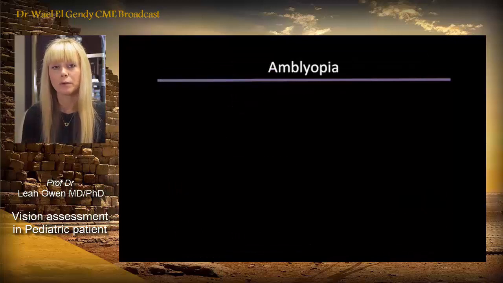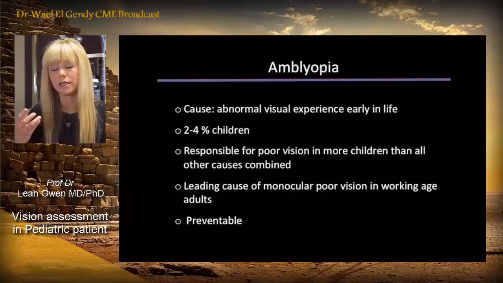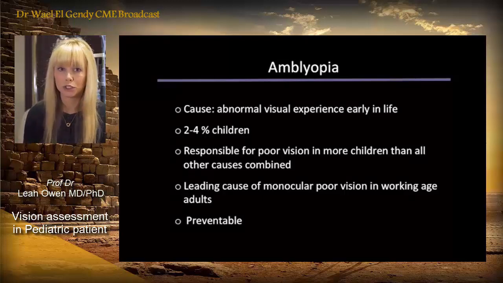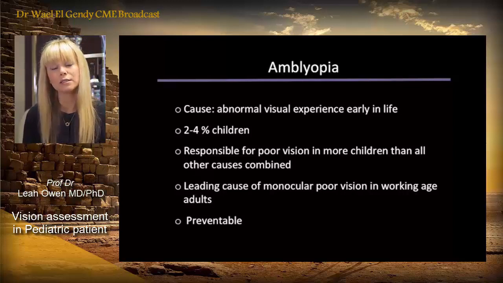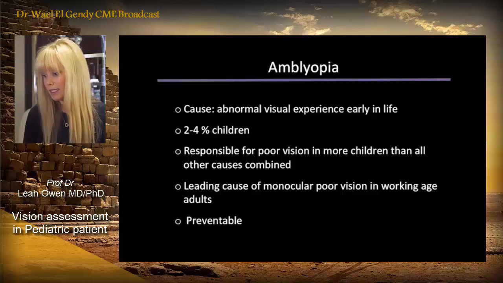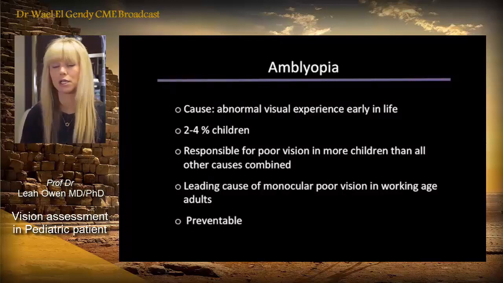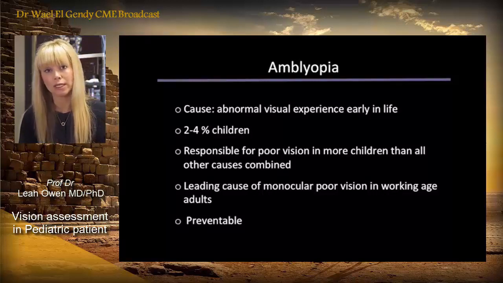But I think the one thing we want to highlight in this particular lecture today is amblyopia as a form of vision loss. And this is in general caused by an abnormal visual experience early in life. 2 to 4% of children in the US at least will experience this form of vision loss. And it's responsible for more poor vision in children than all other causes of poor vision combined. And further, it's the leading cause of monocular poor vision in the working age adult population. And this is important because it's actually a preventable form of blindness.